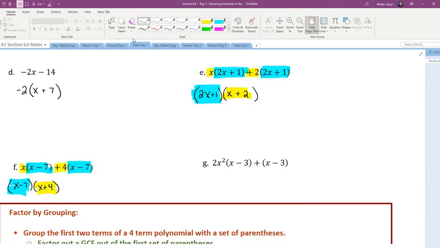All right, and then this one looks like we have an x minus 3 in common. So I have an x minus 3 factors out.